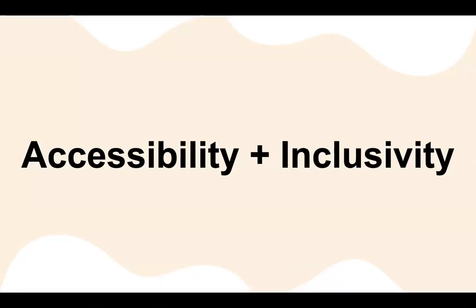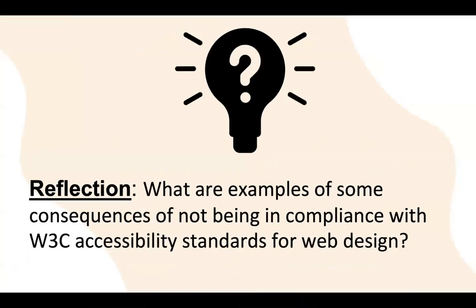Essentially, as the W3C states, quote, "This is a broader spectrum of abilities and characteristics to consider, which is why studies on specific accessibility issues are necessary to improve both accessibility and inclusivity in web design, as one lends itself to the other as necessary," end quote. I would now like for you to reflect on the following question. What are examples of some consequences of not being in compliance with W3C accessibility standards for web design?